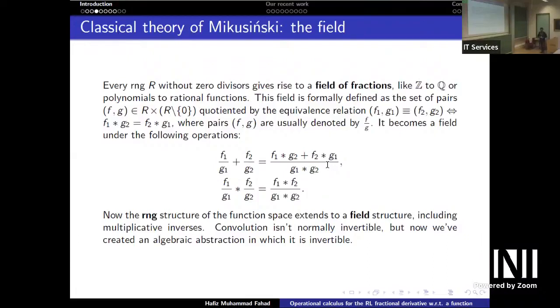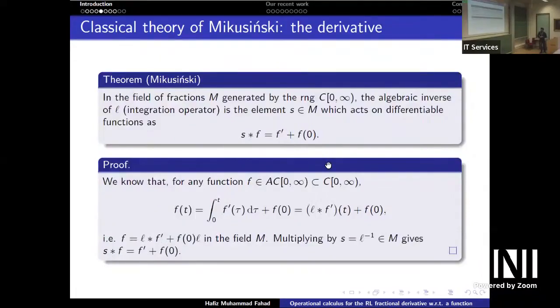So far we have chosen an appropriate function space, that is C0 infinity. We have expressed the integral operators as ring elements. We have extended the ring to its field of fractions. Now, let's try to express the derivative operators as field elements via inversion.